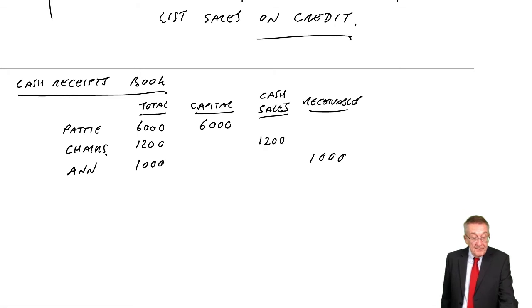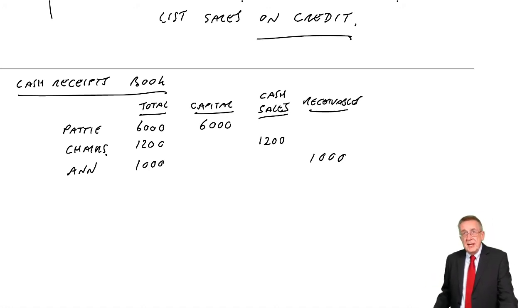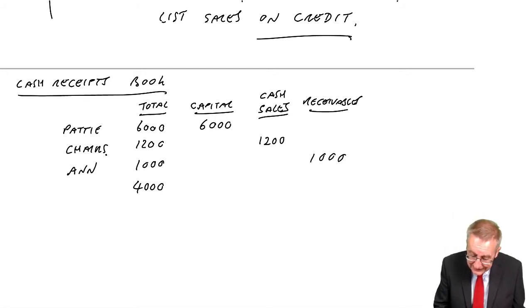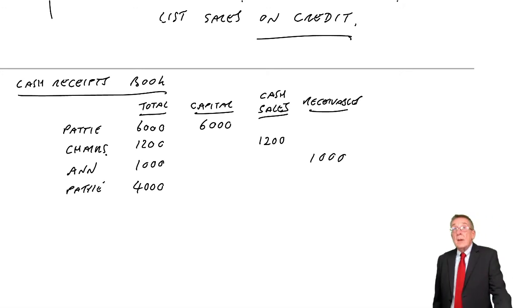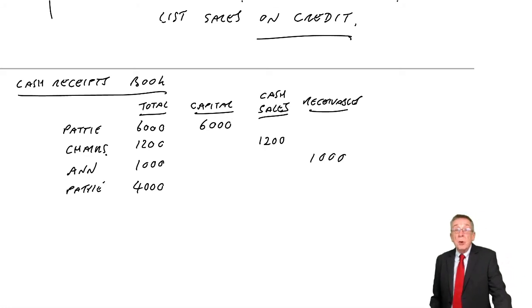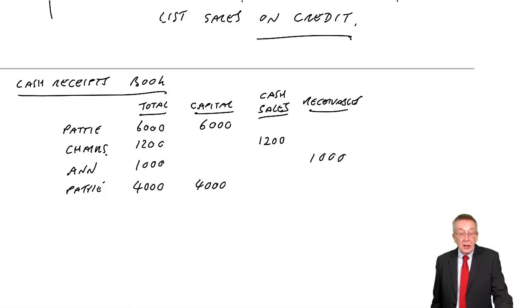Or not, anyway. Patty paid another 4,000 of her own business into the business bank account. Well, again, we're doing the books of the business, so the business has received 4,000. And Patty, if you remember, is the owner. So this is more capital. We'll put 4,000 in the capital column.